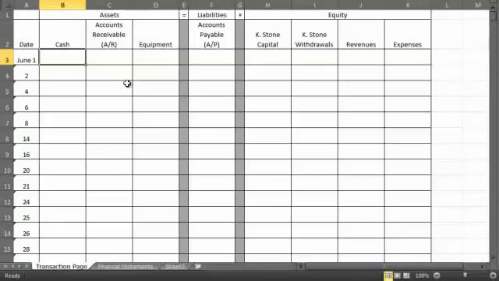Hi, and welcome to the first part of Problem 1-8b, which is on page 42 of your textbook. Before you start, you should open up and print the template that is provided so that you can follow along by making the entries by hand on your piece of paper that you print.